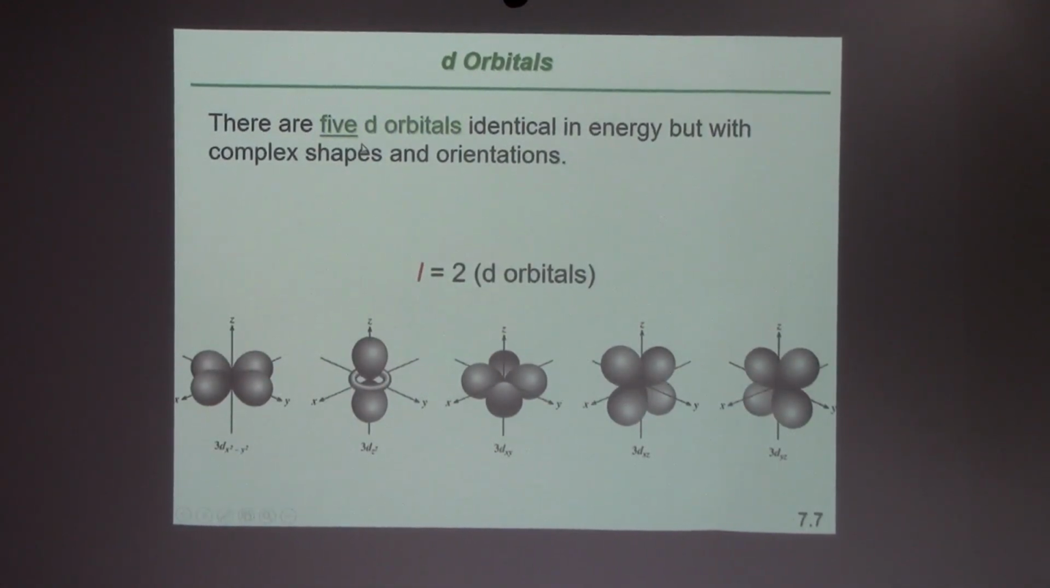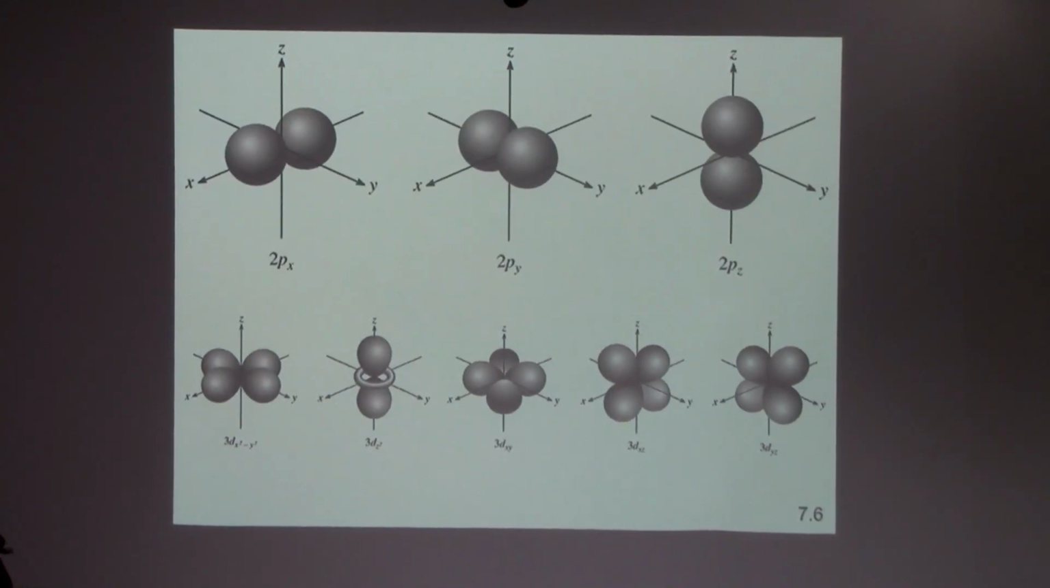And then there are 5 d orbitals. They are identical in energy, but they have complex shapes and orientations. And this is all of them that we just saw.